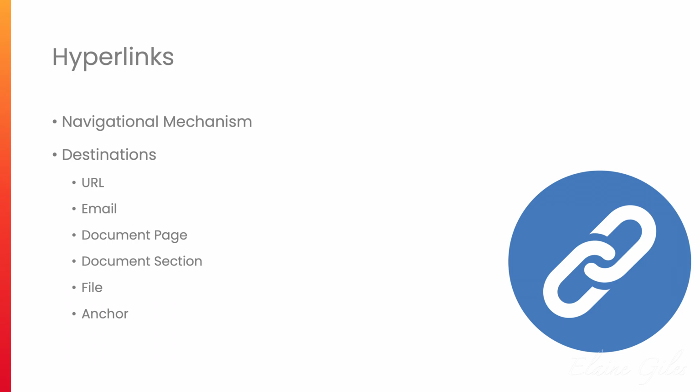What can you link to? You can link to a URL or a web address. You can link to an email. When I say link to an email, I mean link to an email client that will then create an email pre-addressed to the address you specify in your link. You can link to a page in your Affinity Publisher file, a section in your Affinity Publisher file, even another file, but personally I'd avoid that. And you can link to an anchor.